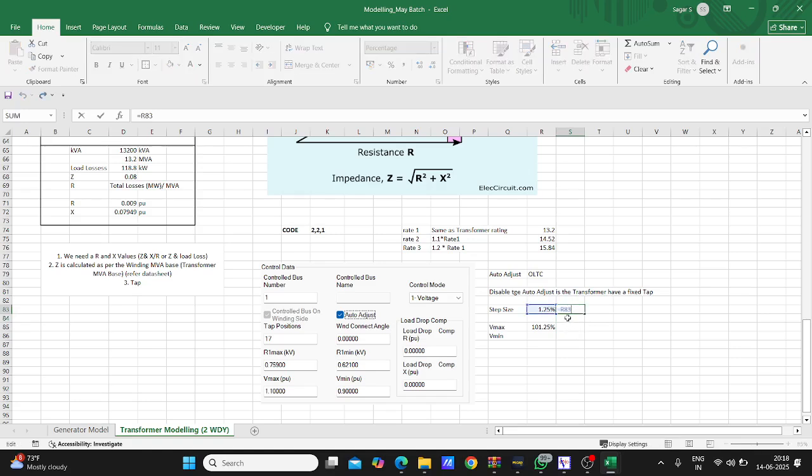Why is it coming like this? 1.25 percentage. That is equal to 1 plus this value. V maximum should be this value. V minimum is equal to 1 minus this value.